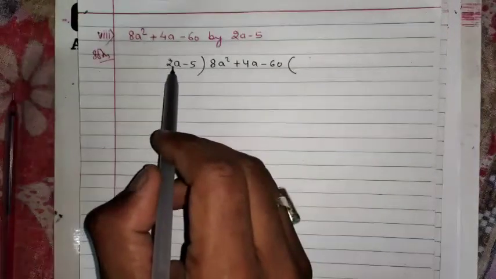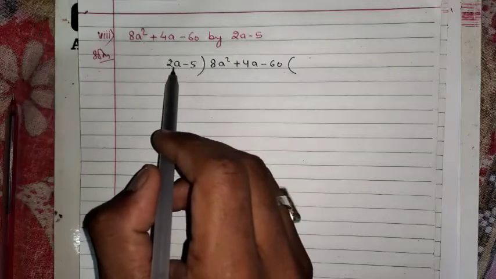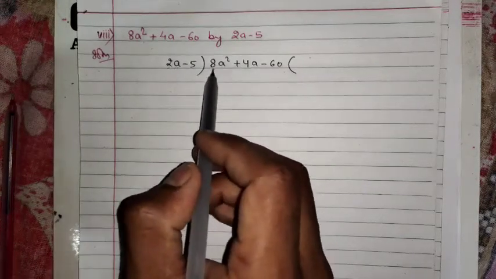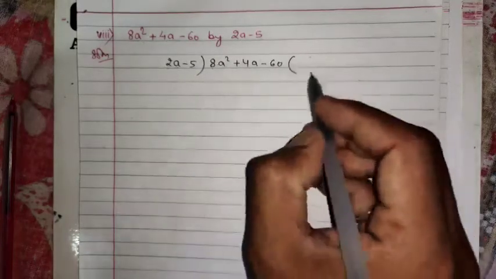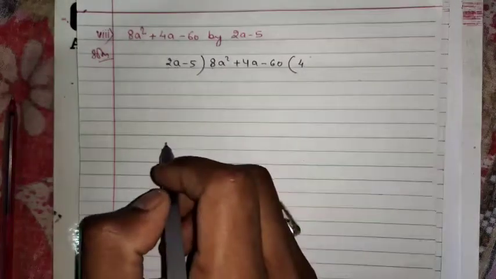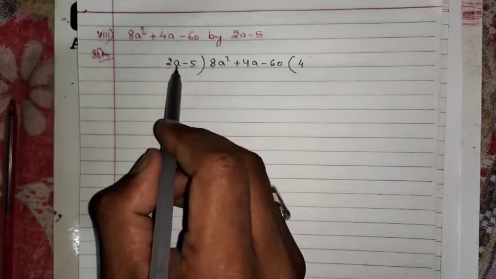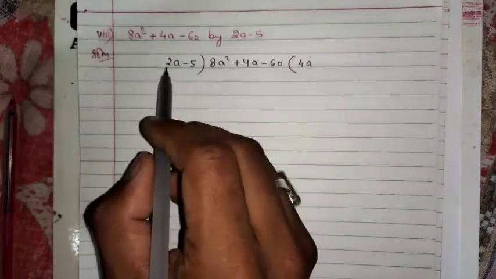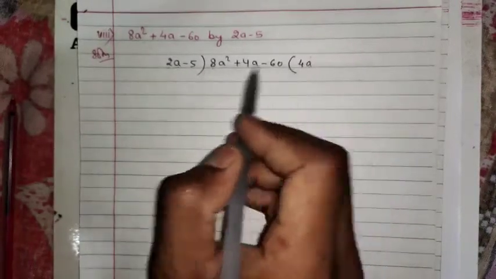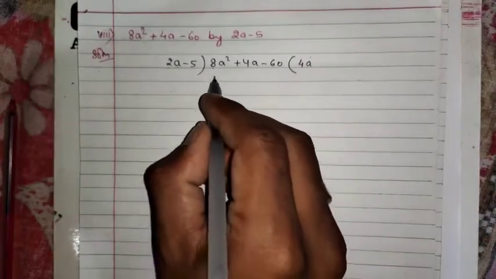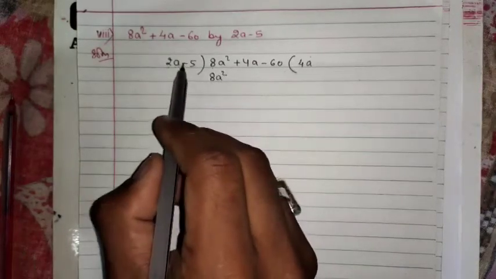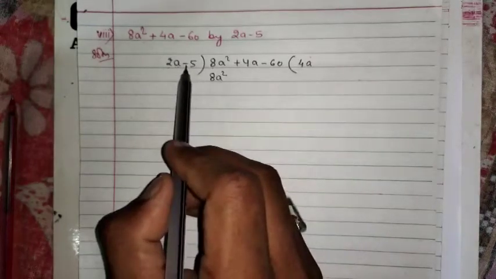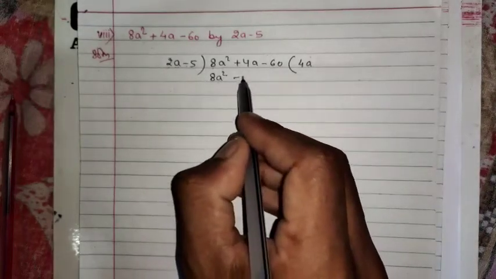Now the first term is 2a. This 2a will be multiplied by what number to get 8a square? 2 times 4 is 8, so when 2 is multiplied by 4, then only we can get it. This a will be multiplied by one more a, then we will get a square. Now 2a into 4a, 2 times 4 is 8, a into a is a square. We have got 8a square. Now the next, this minus 5 will be multiplied by this 4a. Minus 5 into 4, minus 20a.